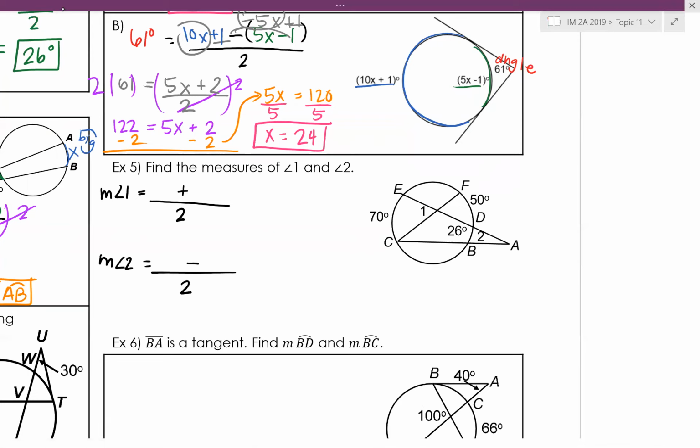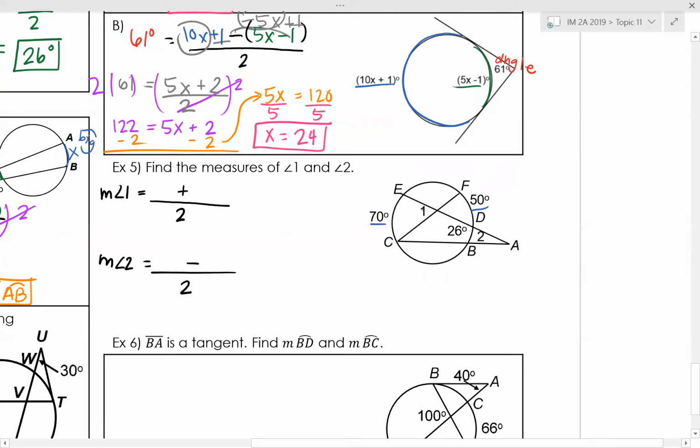So if I'm looking at the diagram to find the measure of angle 1, I'm going to add the two arcs together that are across from 1. So angle 1 is here, across from it are the 70 and the 50. So if I do 70 degrees plus 50 degrees, that gives me 120 degrees. Divided by 2 is 60 degrees. So the measure of angle 1 is 60 degrees.